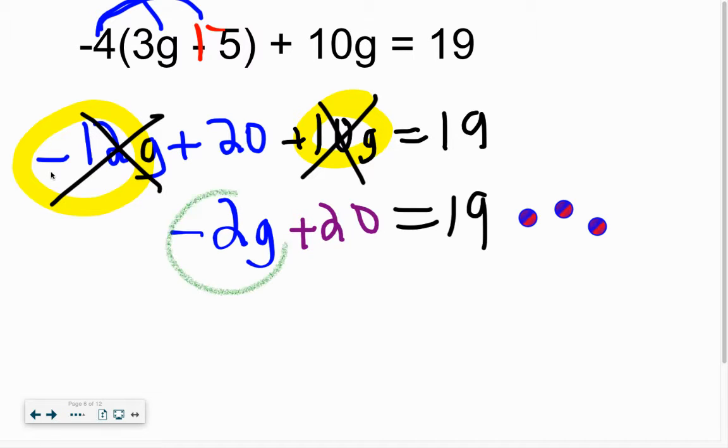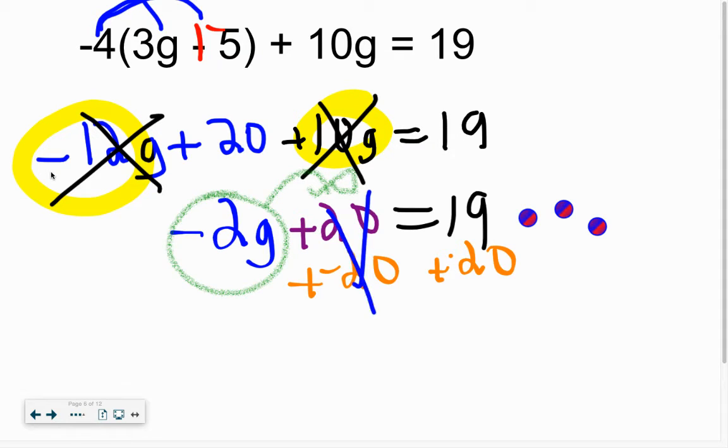From here, isolate the negative 2g, get rid of the 20 to start with. We're going to do that by adding a negative 20 to both sides. In doing so, that cancels out, so we're left with just negative 2g equals negative 1. To solve, we're going to divide by negative 2.